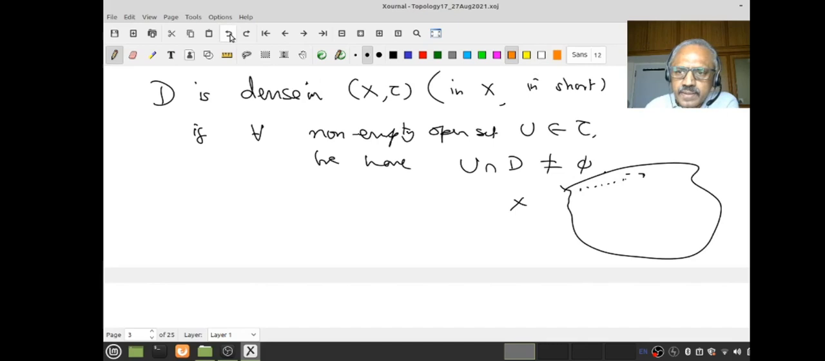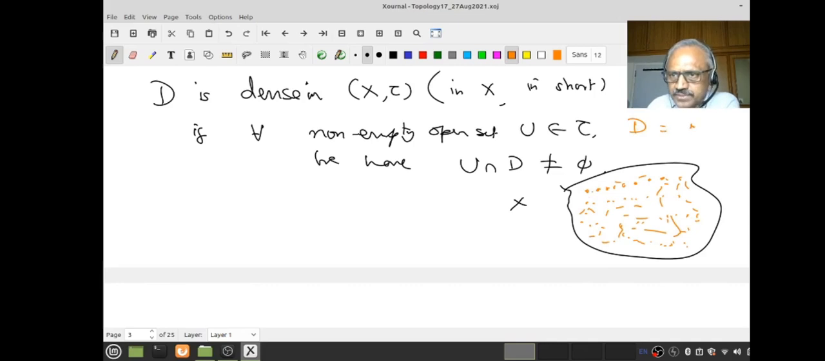These are my elements. So my D is this kind of points. Now what does this say? I want to say this D is dense. That means you give me any non-empty open set, however small it is, then it will always trap an element of D.